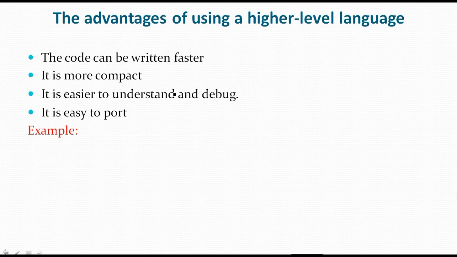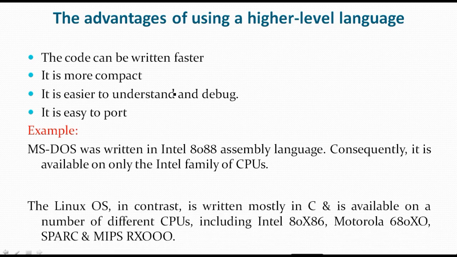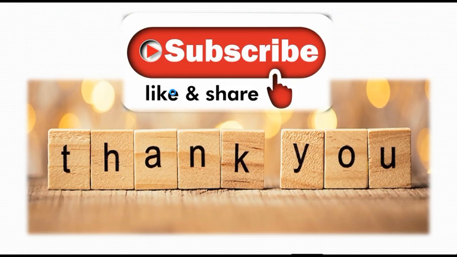We have the example of MS DOS, which was written in Intel 8088 assembly language. The Linux OS is mostly written in C and is available on a number of different CPUs including the 80x86 family, Motorola 680x0, SPARC, MIPS, etc. Hope you understood this.